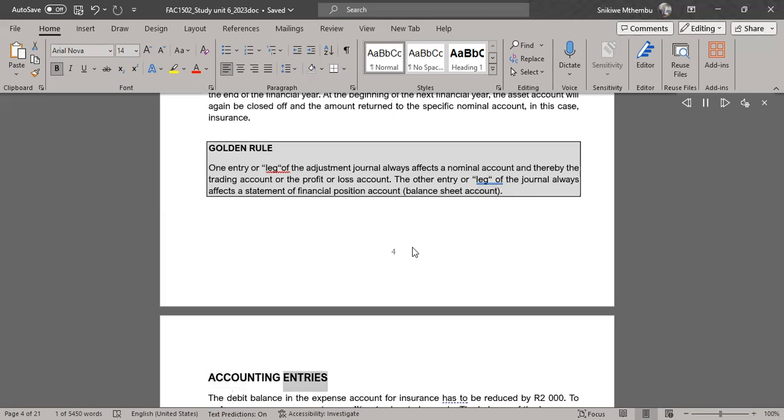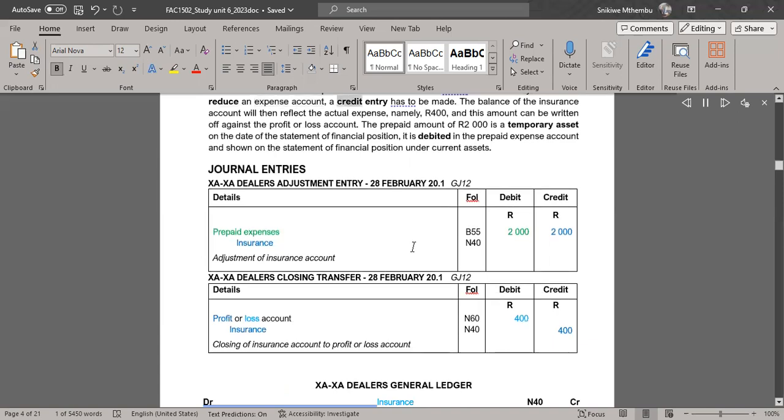Accounting entries. The debit balance in the expense account for insurance has to be reduced by R2000. To reduce an expense account, a credit entry has to be made. The balance of the insurance account will then reflect the actual expense, namely R400, and this amount can be written off against the profit or loss account.